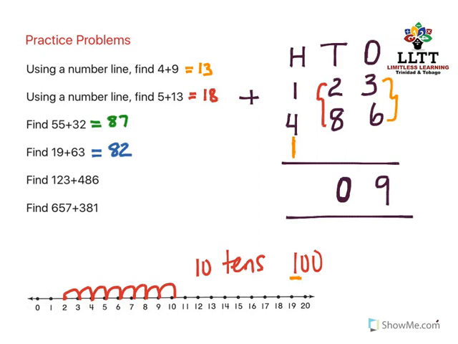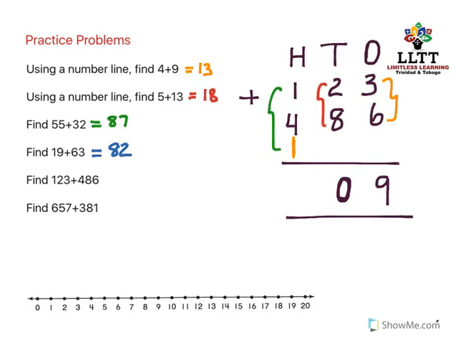And then lastly now, we're going to add our 100 section. So that's here. 1 plus 4 plus 1 means we're starting at 1. And we're moving 4 to the right. 1, 2, 3, 4. That takes us to 5. And then we add the additional 100, 1. And that gives us 6. So 123 plus 486 is going to be equal to 609.